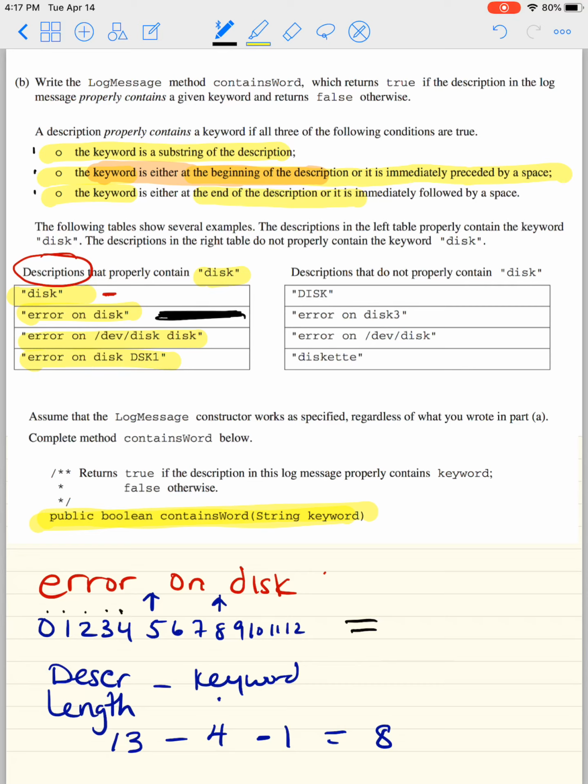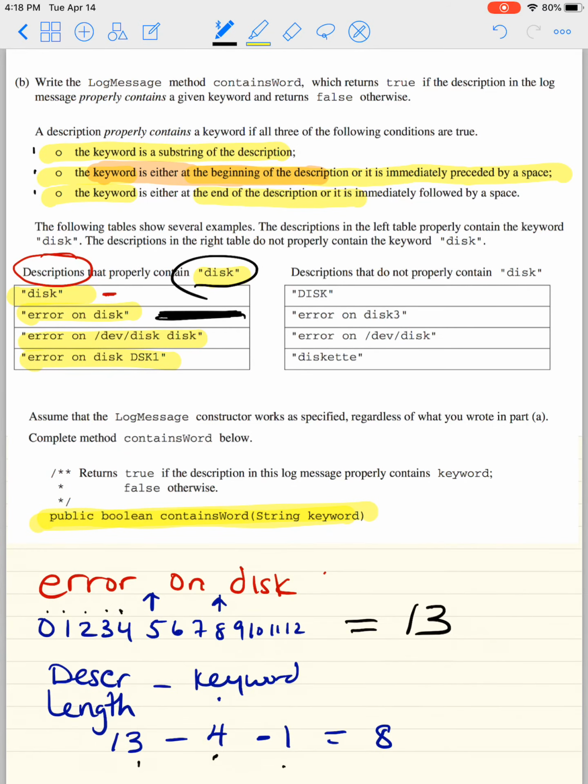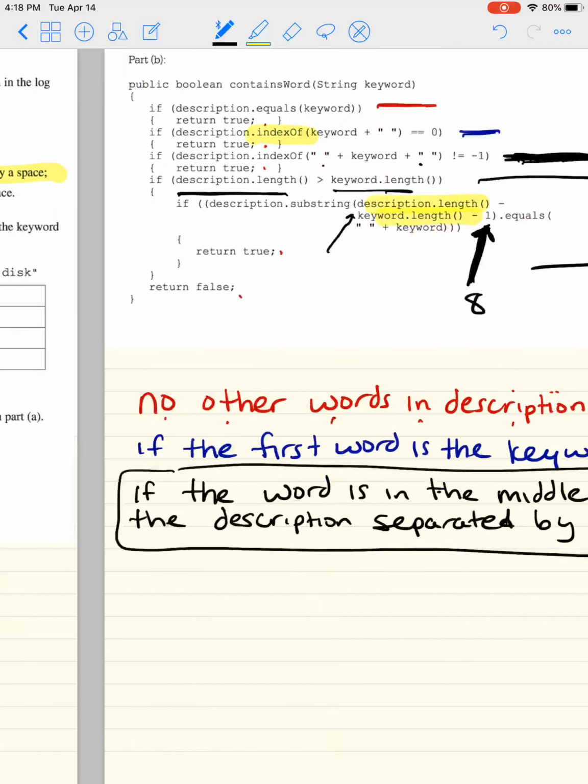So right now the length is 13. It's numbered from 0 to 12. The keyword here is disk. Disk is 4. So for the length, 13 minus 4 minus 1 makes 8. So what would happen here in this case is that all of it would just equal the number 8. So let's see what that looks like here. Well, this is number 8. So it's a space and disk.